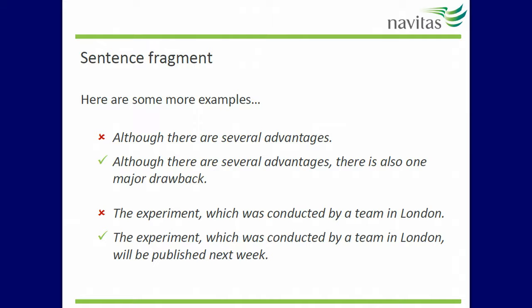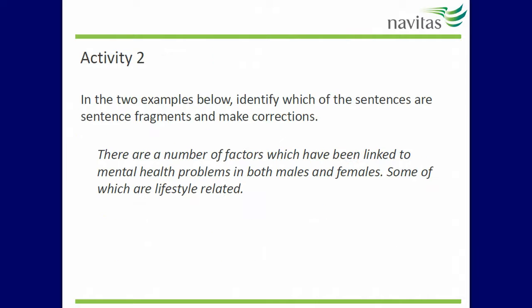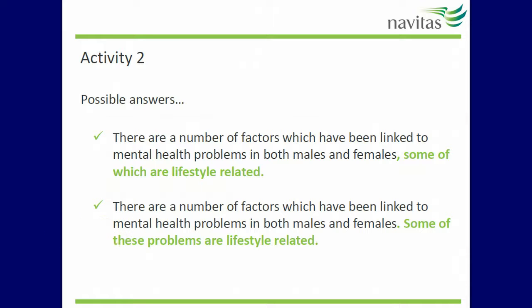Here are some more examples of sentence fragments and ways to fix them. Pause the recording if you need more time. Look at these sentences. Where is the sentence fragment problem? The second sentence, some of which are lifestyle related, doesn't have a main subject and verb. One solution to this is to make the second sentence into subsidiary information in the first sentence. Another option is to add these problems are to show what the subject and verb are.